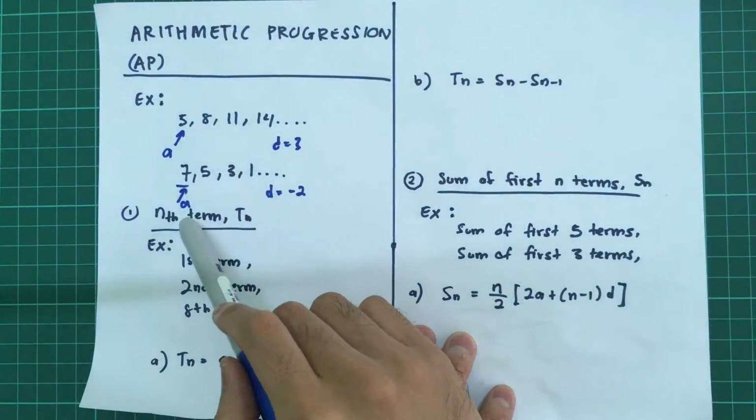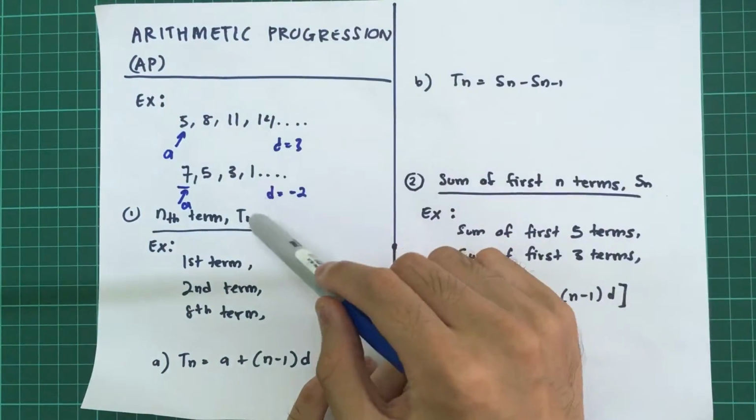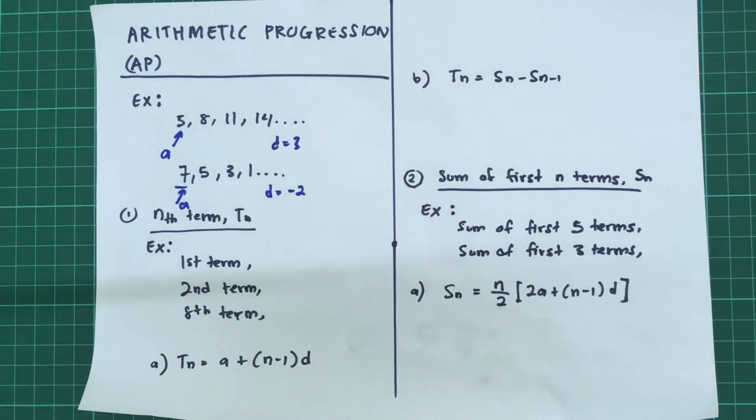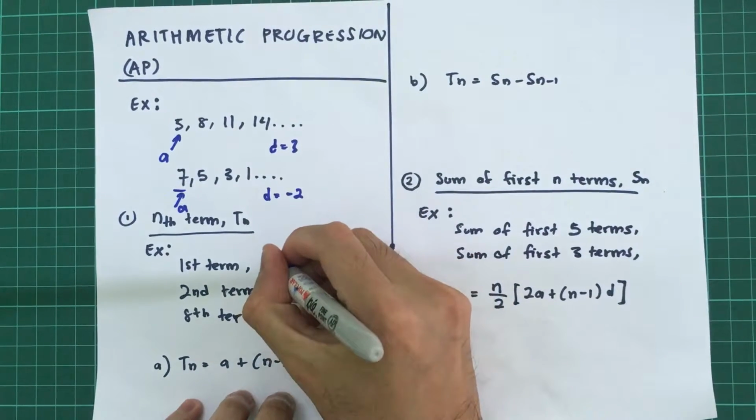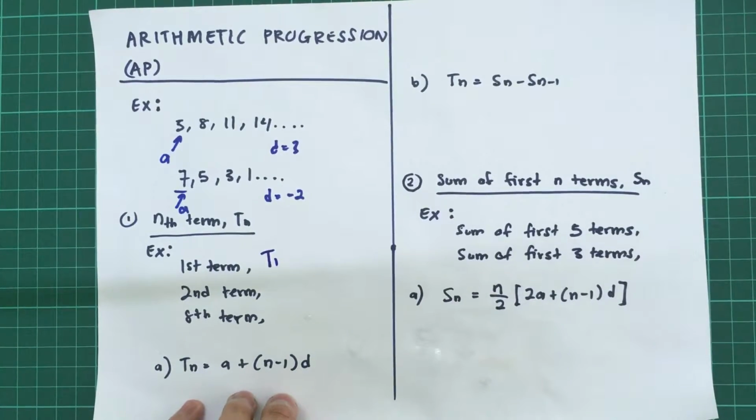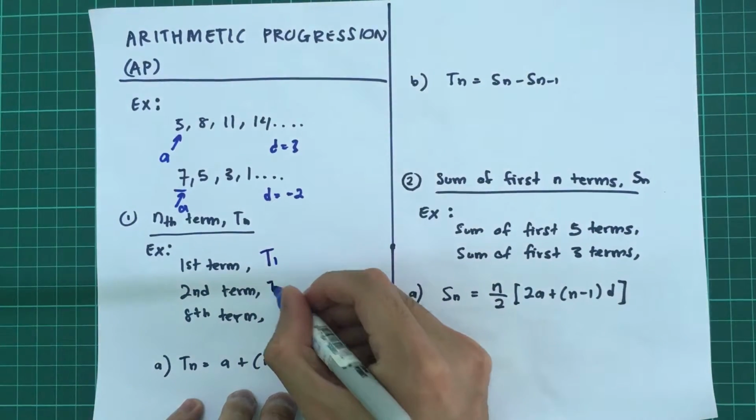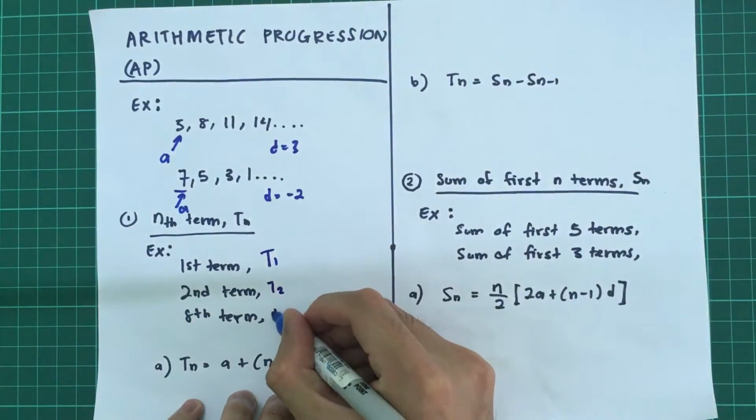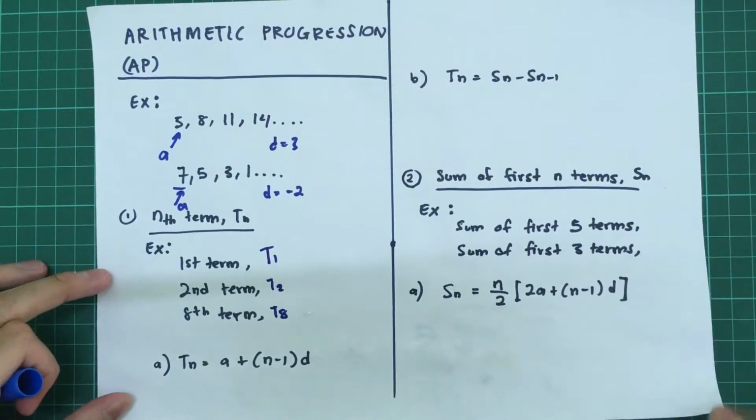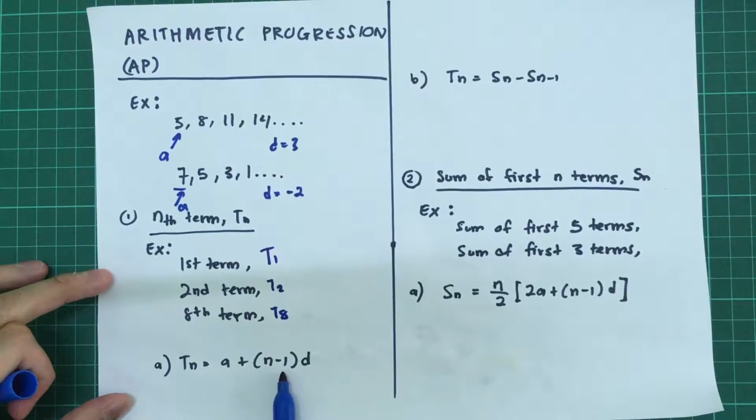Right. So there is a couple of formula that we need to know. First is n term, Tn. So what does it mean with n term? So n term ialah term yang keberapa. So if let's say we have first term, the symbol will be T1. If we have second term, the symbol will be T2. Simple. 8th term will be T8. And then the formula to that, it's Tn equals to a plus (n minus 1)d.